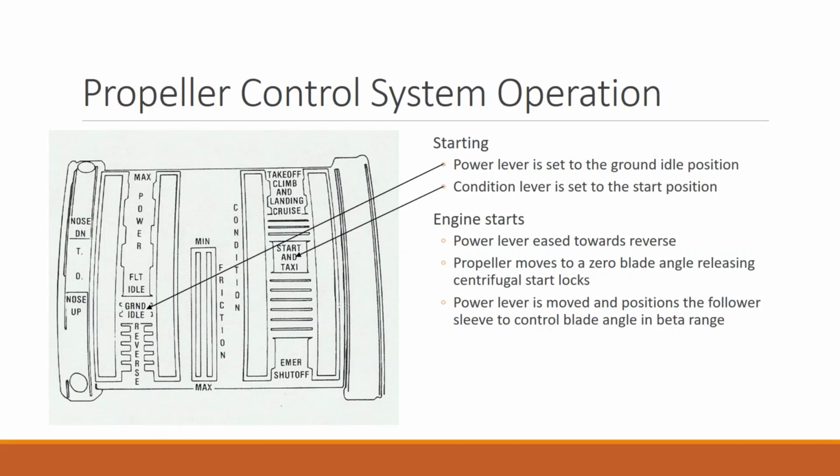So during starting, let's look at the range. You've got a power range on the power lever. There's a ground idle position. You move it up to flight idle, up to max power. That's where it's going to operate in the air. And then you've got a reversing position for use during landing. So for starting, we're going to have it in the start and ground idle position.